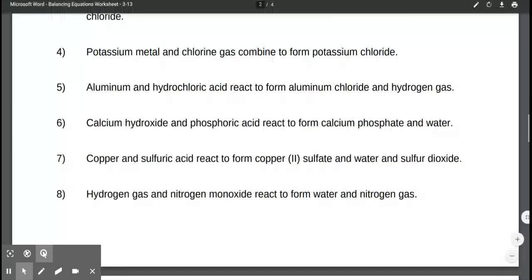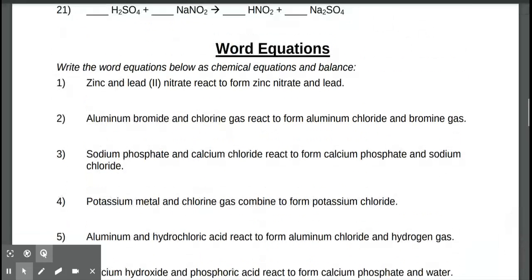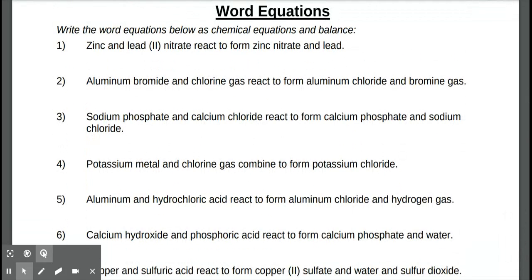Now, we won't go through all of these, but I will go through, I don't know, let's go through the next 2 or 3, just to really nail it and hammer it home.